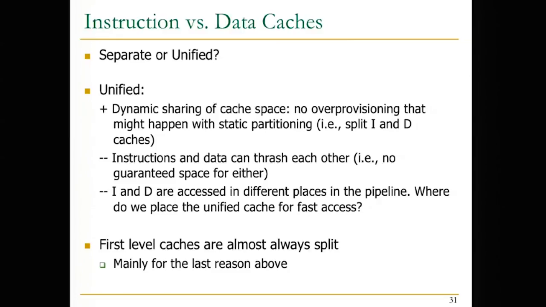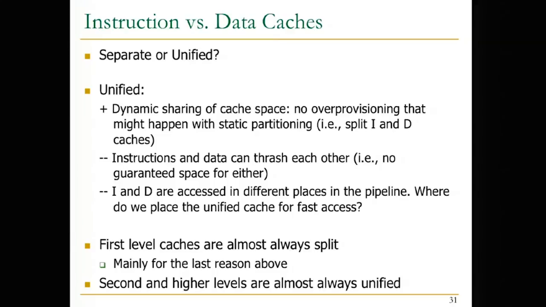So that's exactly why first level caches are almost always split, mainly for the last reason above. The others are also important, but they're inconsequential for the first level caches. Of course, you have the same choice for the second level cache now, right? Do you have a second level instruction cache and second level data cache or a second level unified cache? So you have more space to play with in the next level, second level, third level, fourth level, dot, dot, dot. Whereas the first level, you're really bound by how fast you can supply instructions or data into the first level cache. That's why a lot of the replacement policies can be more fancy for the later level caches, far away from the pipeline. Whereas close to the pipeline, you want to make decisions quickly.